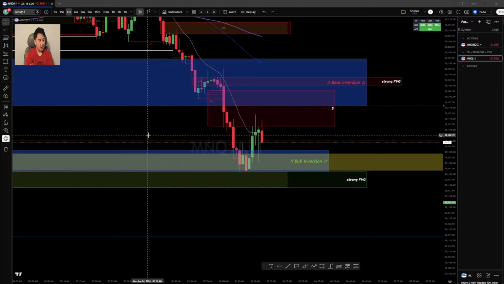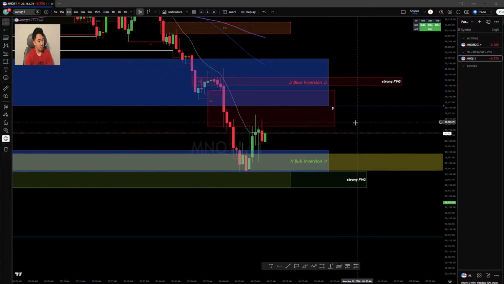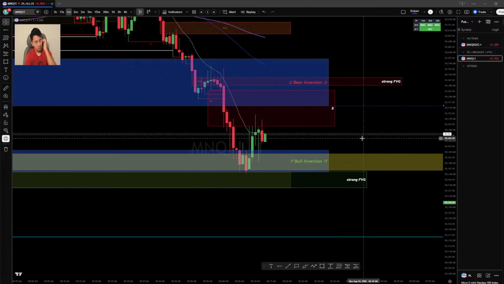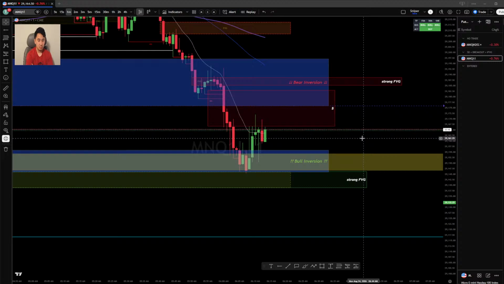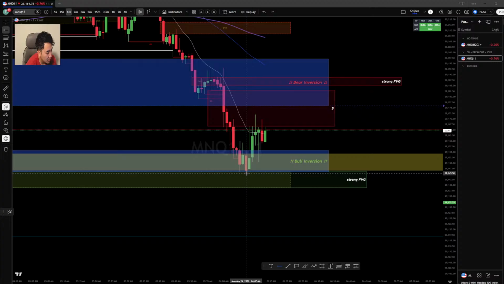This 5-minute gap may keep price down even before it taps back into this bearish inversion zone sitting at the top. Here we have 15-second liquidity that formed.